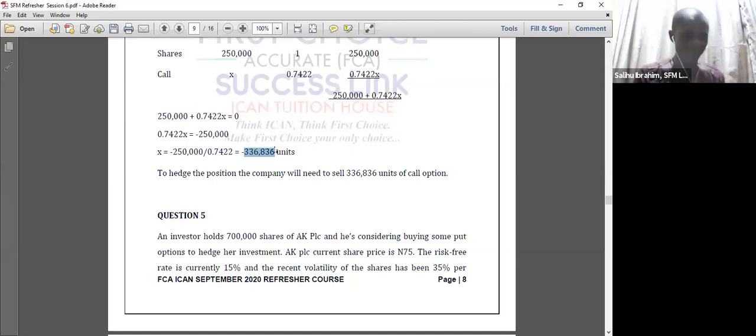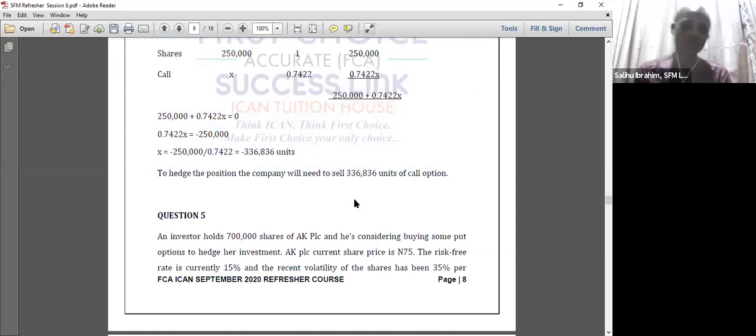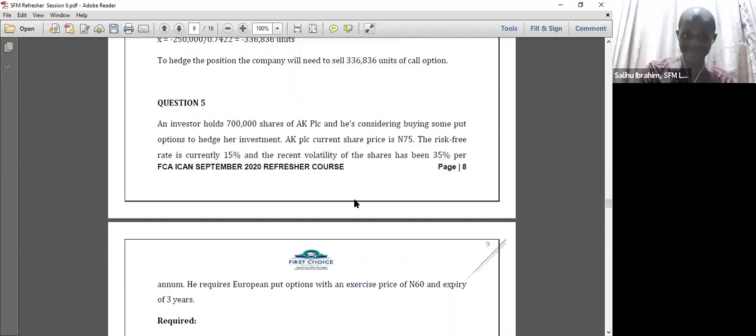So I will have 336 over 1,000. So I need approximately 337 units of call option. I need 337 units of call option. Just divide it by 1,000. So, ladies and gentlemen, this is what we refer to as the Black-Scholes option pricing model, and this is how to use options to hedge through a delta neutral hedging position. You can see that there is no big deal here.